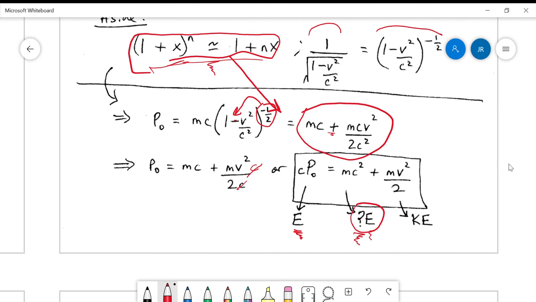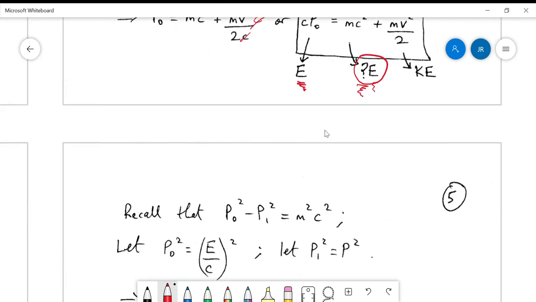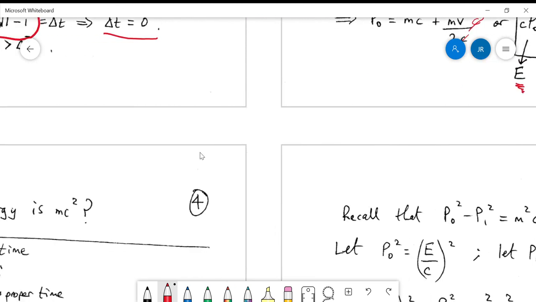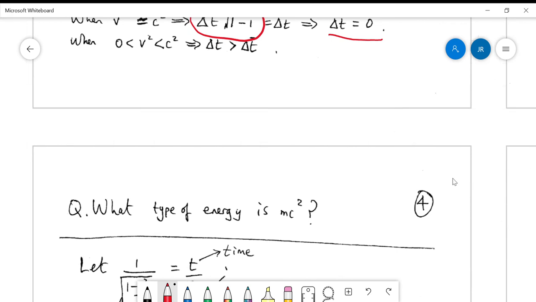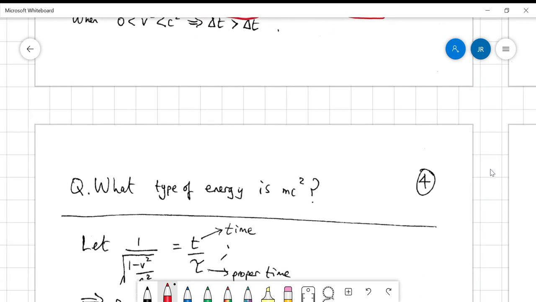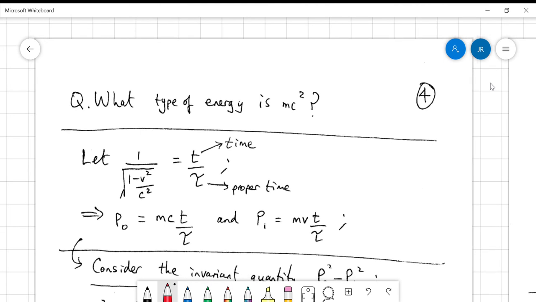What follows, and I don't know how long it took Einstein to figure it out, probably a few minutes, but also probably a bit longer than that, was trying to figure out what type of energy this mc squared was. So that's what we're going to try and figure out now. I can get to the right sheet, which I think is sheet 4. All right, so Einstein knew that mc squared was a type of energy, but what type of energy was it?